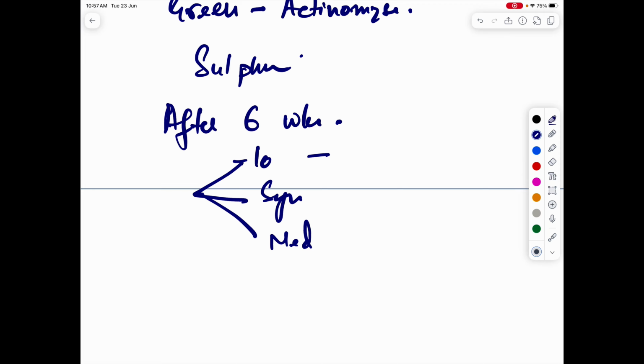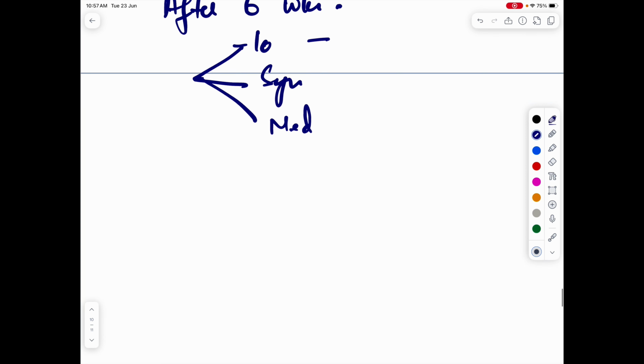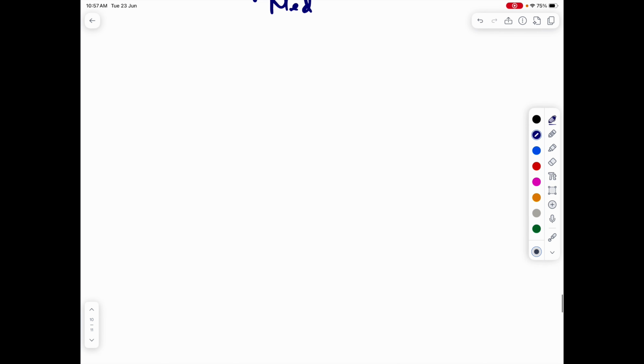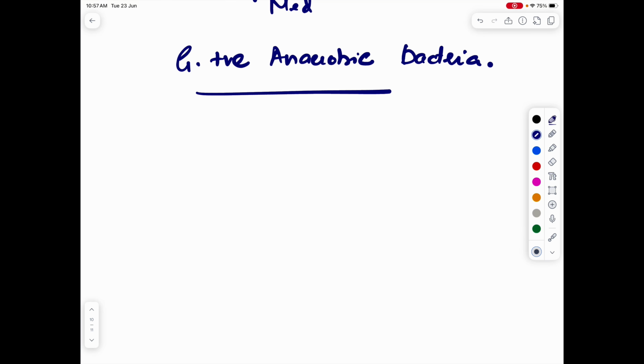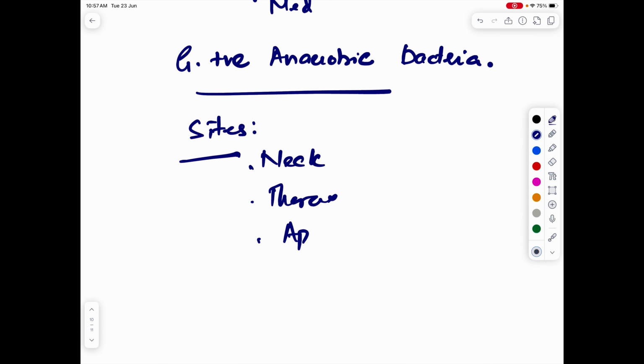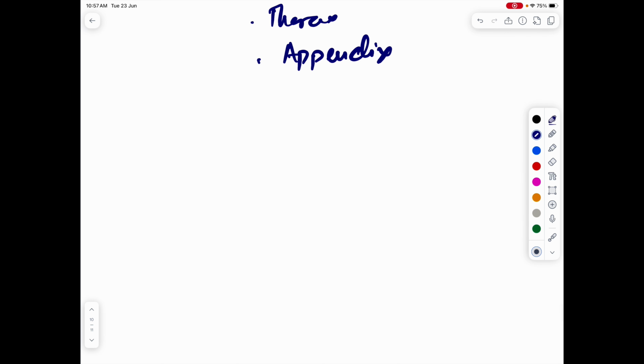So the type of actinomyces: bacteria, gram positive. Actinomycosis is not fungal, it is a gram positive anaerobic bacteria. Sites of actinomycosis are neck, thorax, appendix. So the jaw is the angle of cervicofacial actinomycosis.